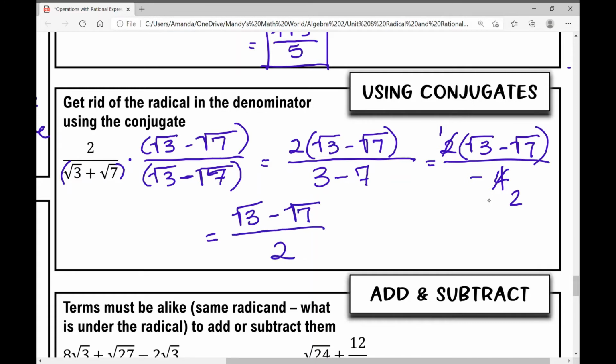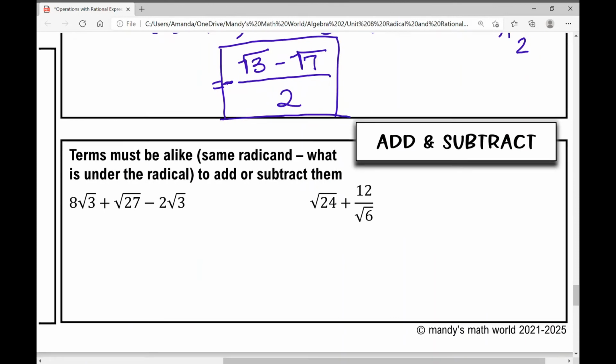Don't forget your negative. You can put it in front of the 2. You can actually put it in front out there, which is what I like to do. So negative, don't forget that negative. And that's your answer. So now let's move on to adding and subtracting.